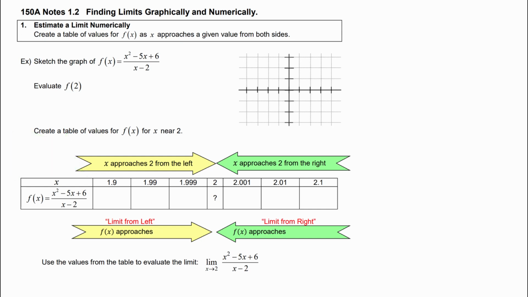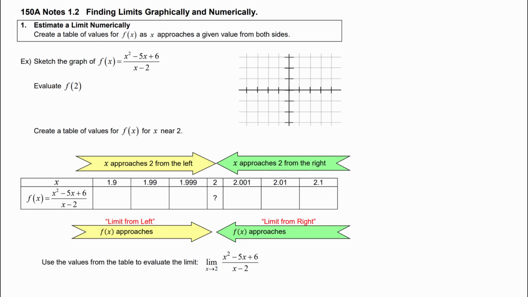So here is an example. It says, sketch the graph of f of x equals quantity x squared minus 5x plus 6 over quantity x minus 2. What kind of function is this? Yes, it is called the rational function.